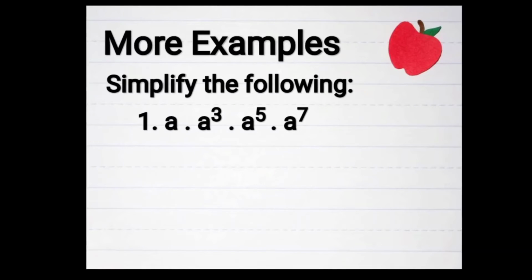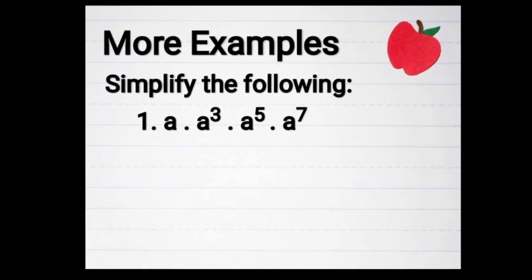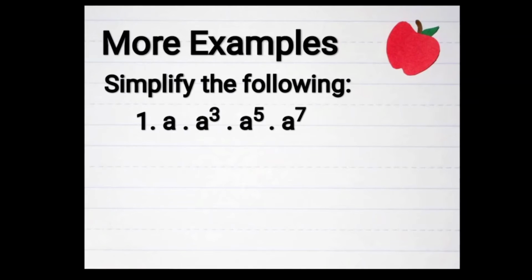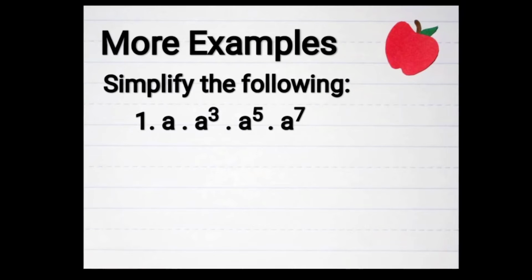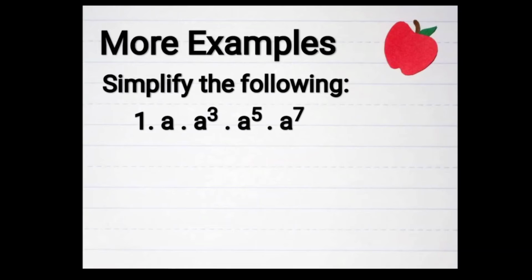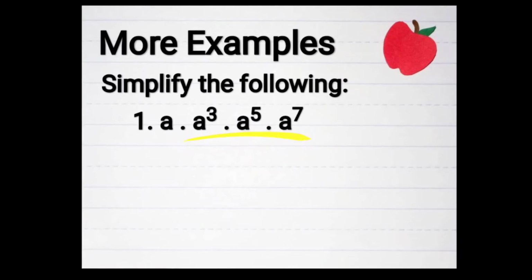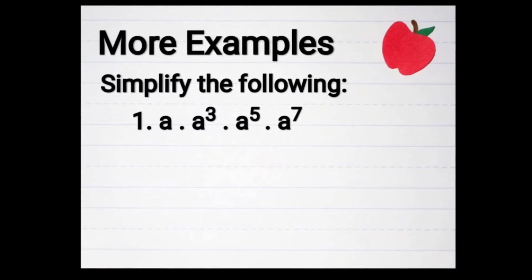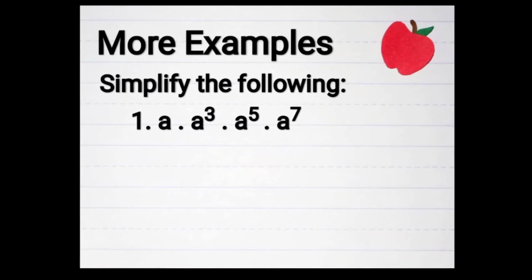Okay, so for number 1, we have a times a cubed times a to the fifth power times a to the seventh power. As you can see, we can apply the first law, which is the law for product, because there is multiplication. There is no parenthesis, and just multiplication as operation. So in this case, that is law for product.